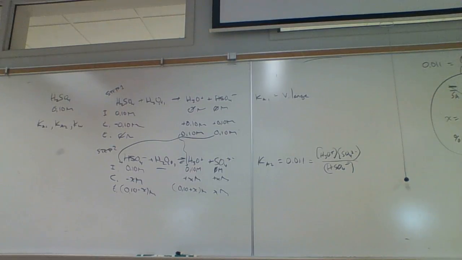And so let's go ahead and do that. I'm going to try to get this into quadratic form. So 0.1 times 0.011 should give us 0.0011. 0.011 times X is going to be minus 0.011X, equal to 0.10X plus X squared. And then let's rearrange this into quadratic form. This gives me X squared. Let's add the 0.011, so this is going to be plus 0.111X.